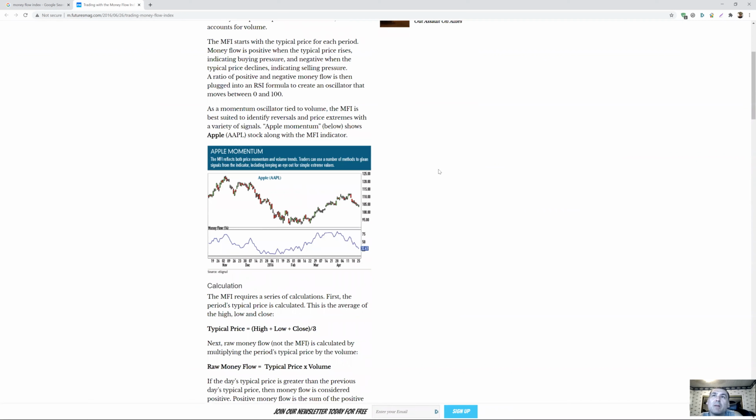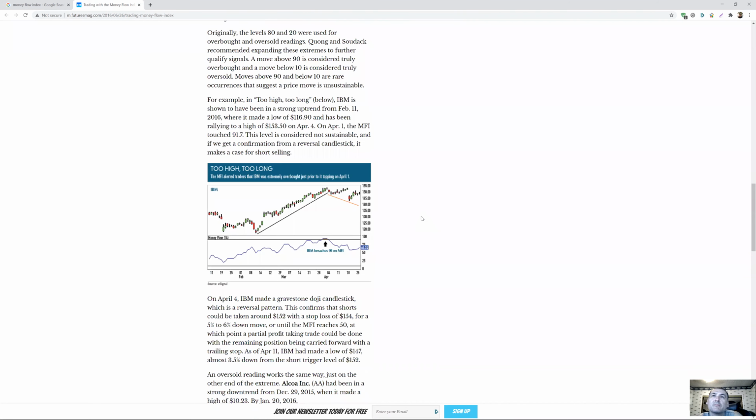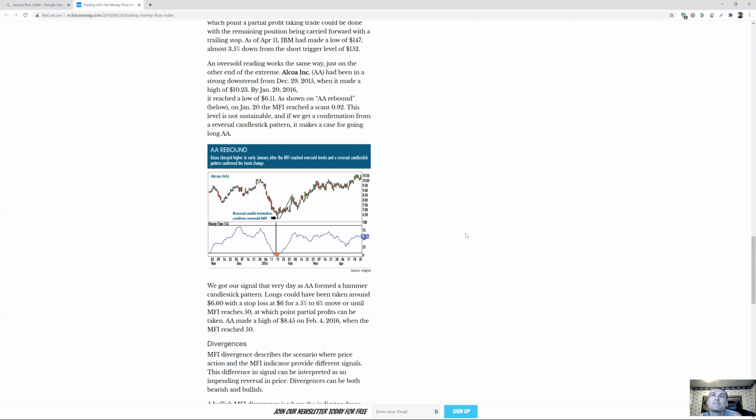All right, here's Apple momentum, money flow. You can see on this one, it reached pretty low, bounced all the way up, and sort of floating here. Here is too high, too long. Money flow alert at IBM. Got way up, money flow, extremely high. Then it went up even more, but divergence was going down. See that? And then it bounced again.